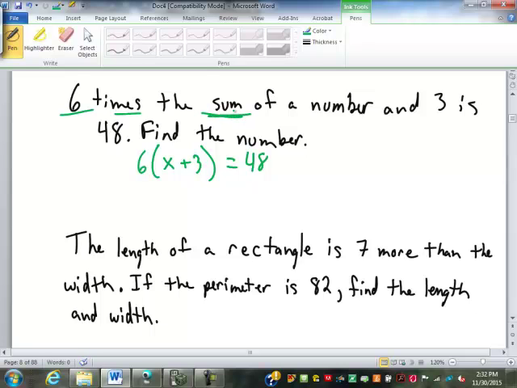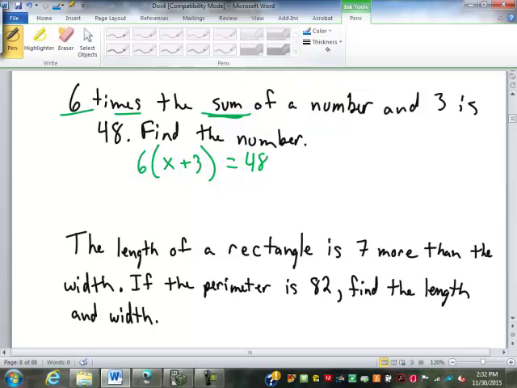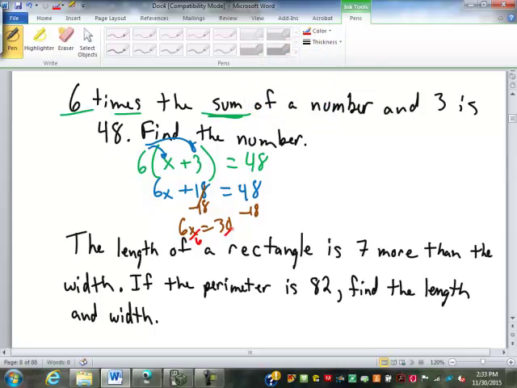The sum is the result of an addition problem, so that implies the addition was done first. So we have to have the parentheses. Now we're going to multiply through the 6. 6 times x is 6x, and 6 times 3 is 18. And then subtract 18. 6x equals 30. And then divide by 6. X equals 5.